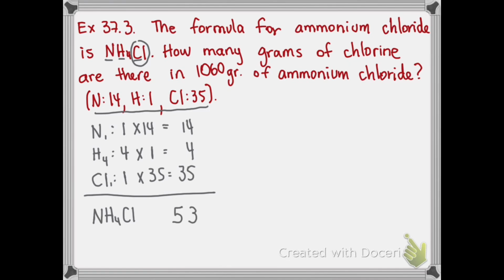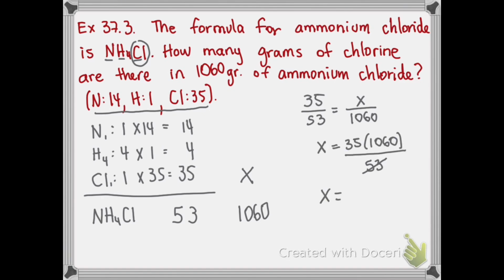So now we put our total here, the 1060 grams for the molecule, and the question is here on chlorine because that's what they are asking, so we put the X there, and our proportion is going to be 35 over 53 equals X over 1060. We cross multiply, and now we simplify. If I divide by 53, the answer is 1. And if I divide this one by 53, the answer is 20. And then I multiply 35 times 20, which is 700.